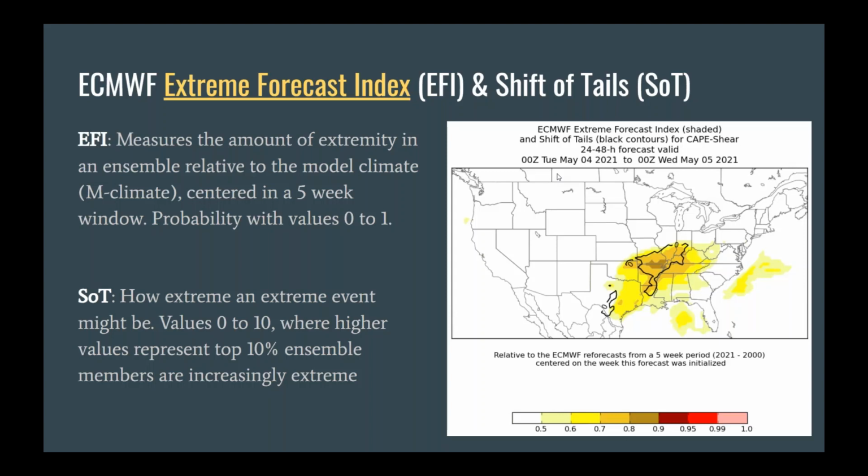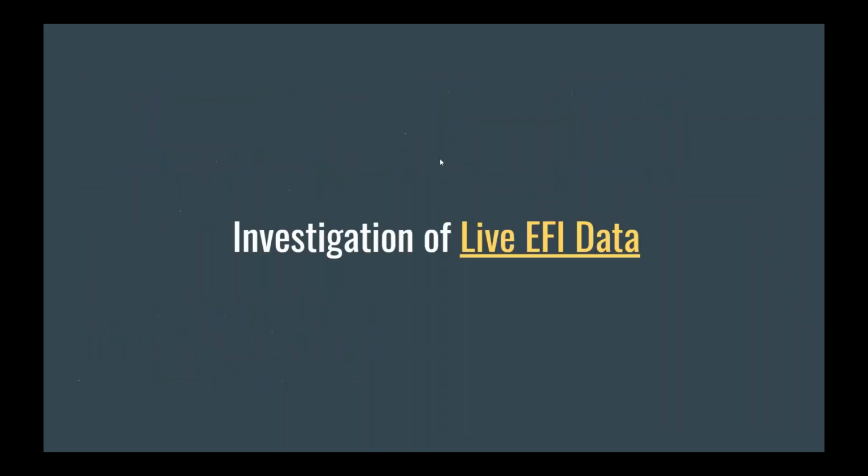And you kind of have to use both of these together, because the EFI is just going to give you a general, okay, this is an extreme, and it's going to be confined to probably 0 to 1, but it's not going to give you how extreme that event could be. And that is where the shift of tails comes in. I'll be able to demonstrate that here through some examples.